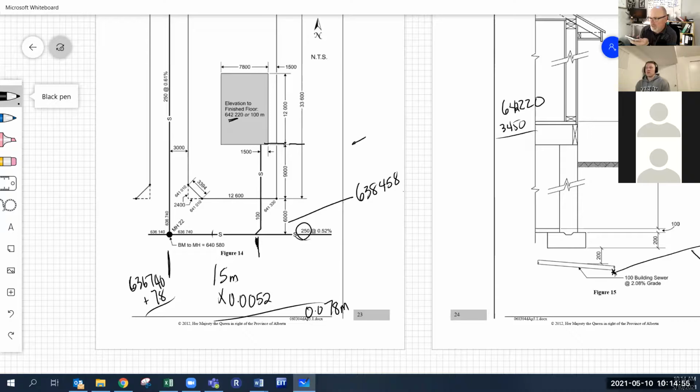636,818. How did I get 818? That still doesn't make any sense to me. Yeah, Dustin, I'm pretty lost. Where did you get the 636,818 from? I'm lost too. I got distracted. Okay, so we got the 636,818 from the previous question.